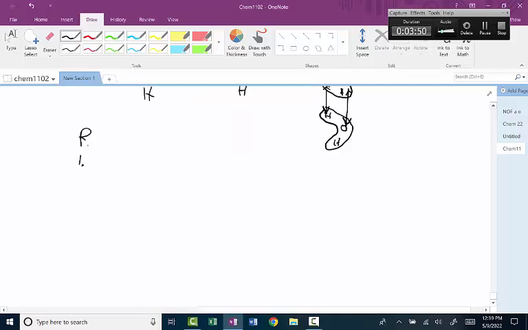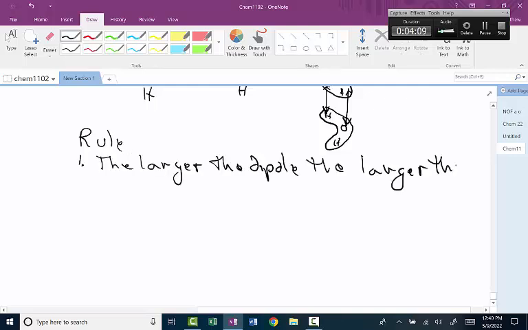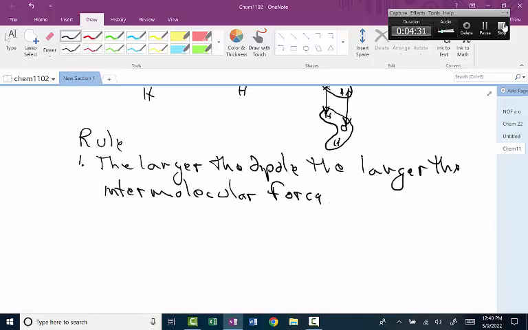The rule is the larger the dipole, the larger the intermolecular force. So the more dipole-dipole interactions you have, the more intermolecular force you expect. We'll look at that later when we talk about boiling points. That's it.